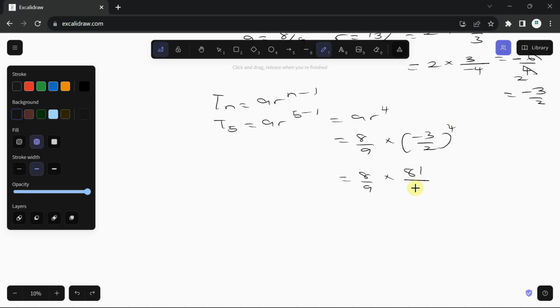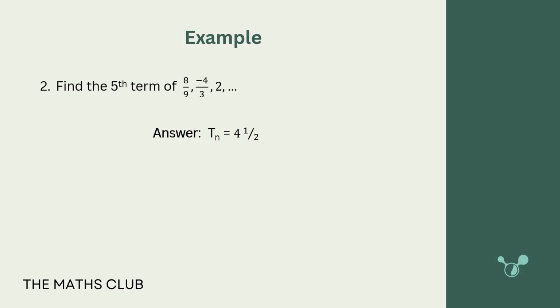By the time you do that, that will give you what? 16, right? Do it in your calculator just to confirm. So 9 here 1, 9 here 9, 8 here 1, 8 here 2. So at the end of the day, our T5 is 9 over 2. Let's see if we're correct. Great. So we have 4 number 1 over 2. 4 number 1 over 2 is the same thing as saying 9 over 2. So if you got it, well done to you.